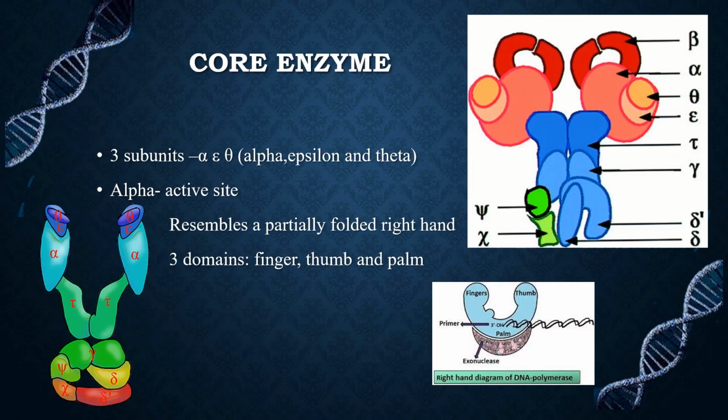Coming to the core enzyme of DNA polymerase III, the minimum component required for activity of an enzyme is called the core enzyme. The DNA polymerase III core enzyme consists of 3 subunits: alpha, epsilon, and theta. Alpha contains the active site of the enzyme, and the structure of the alpha subunit resembles a partially folded right hand. It has 3 domains: finger, thumb, and palm.